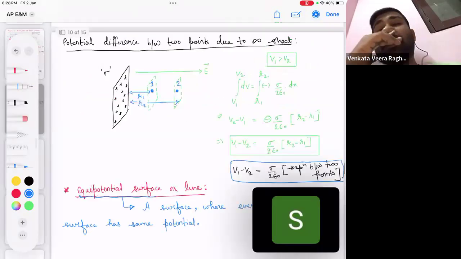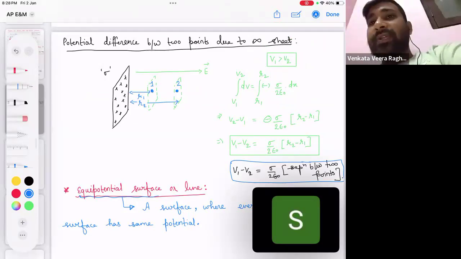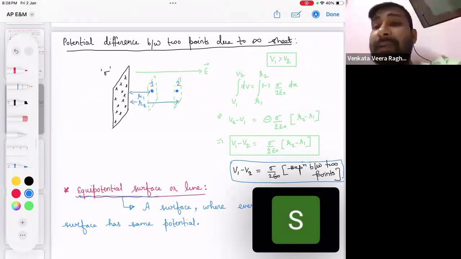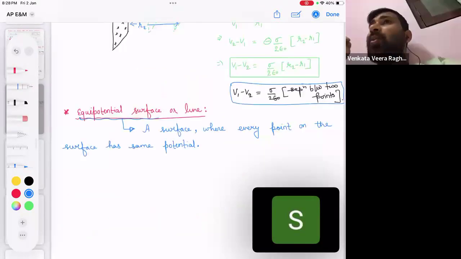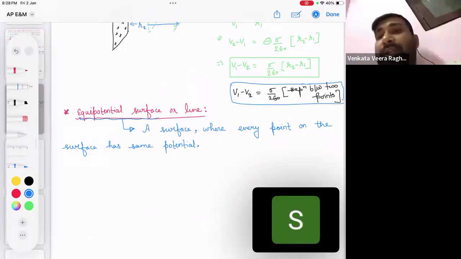Can I say an equipotential surface is a surface where the electric field is perpendicular to the surface? Check it and tell me. If I can identify a surface where the electric field is exactly perpendicular to the surface, then that surface will be an equipotential surface as well.